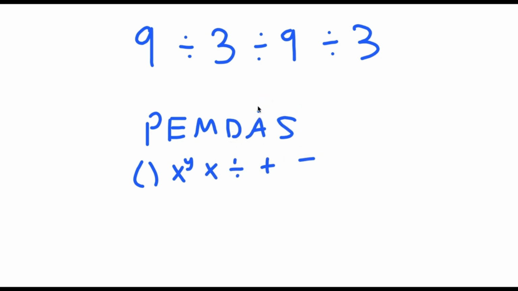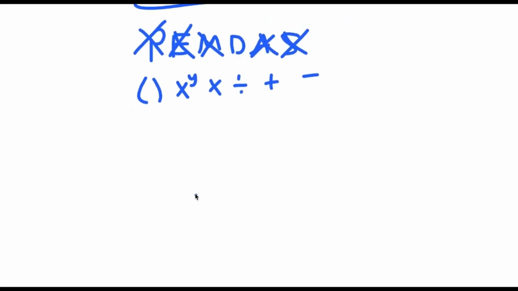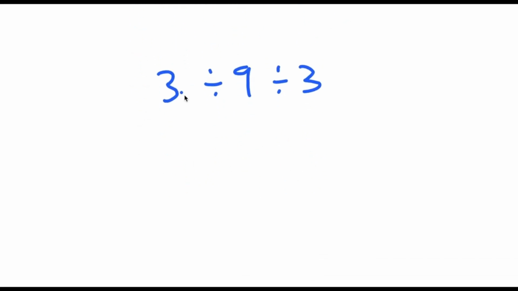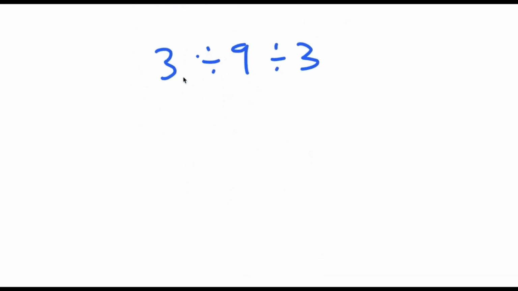So, to solve this, well, we only have division here. We don't have parentheses, we don't have exponents, we don't have multiplication, we don't have addition, and we don't have subtraction. So to solve this, I just go from left to right. So I first do 9 divided by 3, which is 3. So I have 3 divided by 9 divided by 3.